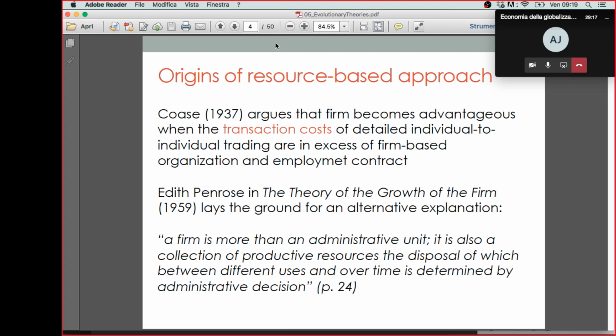Okay, when this happens, it is more convenient to use a firm to organize activities, and a firm emerges. And the boundary of the firm extends up to the point in which an extra transaction via the market is more costly than internalizing that transaction within the firm.